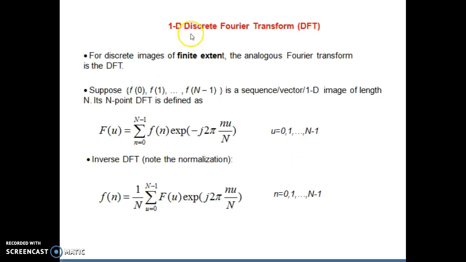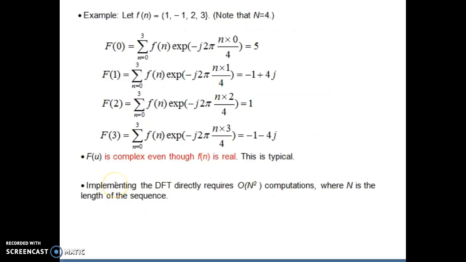Now, this is the one-dimensional discrete Fourier transform expression for F of u and f of n, for the forward and for the inverse DFT. These are some of the examples for n equal to 4. So, F of u is complex even though f of n is real. Now, DFT requires at least of the order of n square computations where n is the length of the sequence.